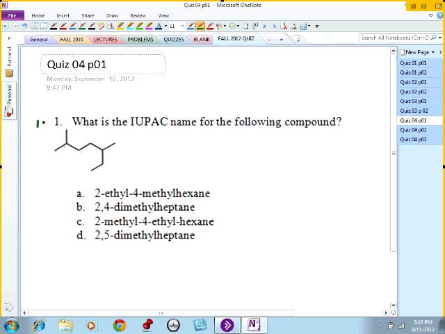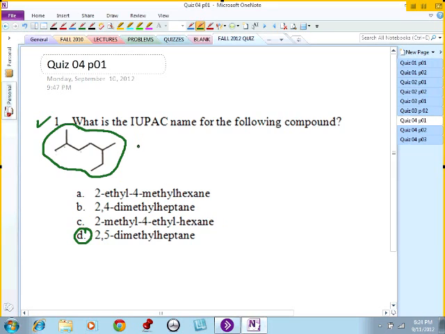Spencer, can you go ahead and read this question for us? What is the IUPAC name for the following compound? This is the compound they want you to give the name, and of course you have been given multiple choice. So you have to choose one of these names that belong to this molecule. What is the correct answer? D. How many people agree with D? Okay, D is correct.